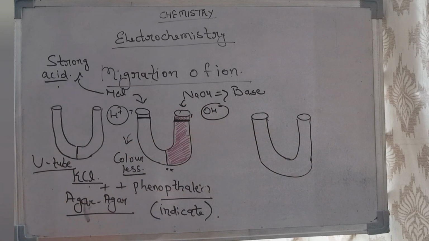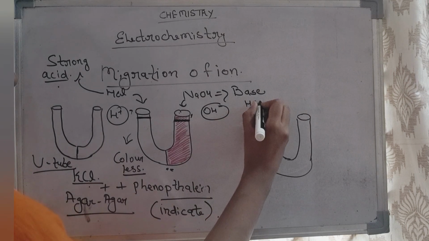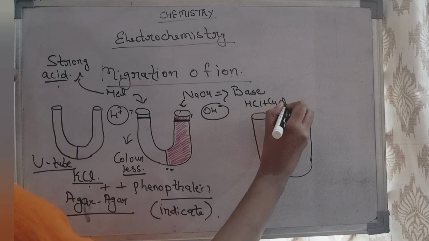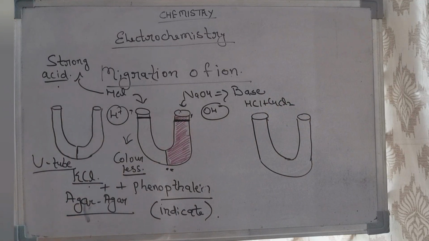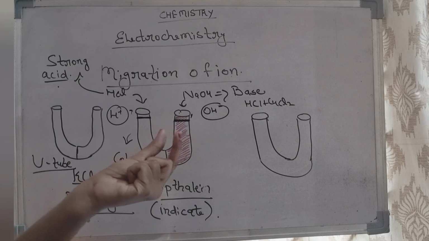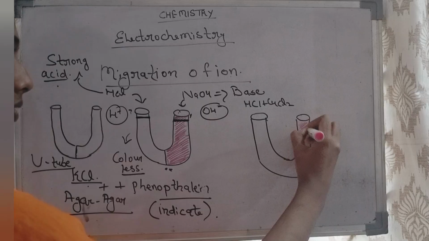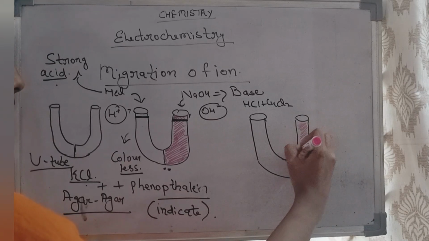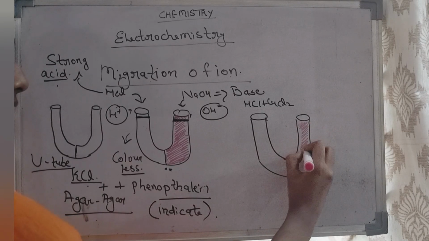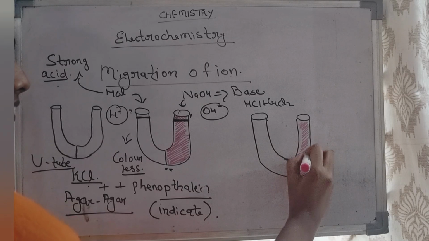Now you have to pour HCl plus CuCl2. In this one you have this pink color as the NaOH is there. It is not any kind of new U-tube I have taken. This is the continuous experiment I have done.